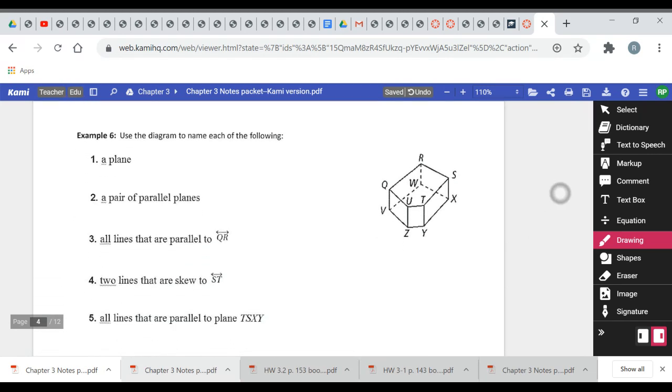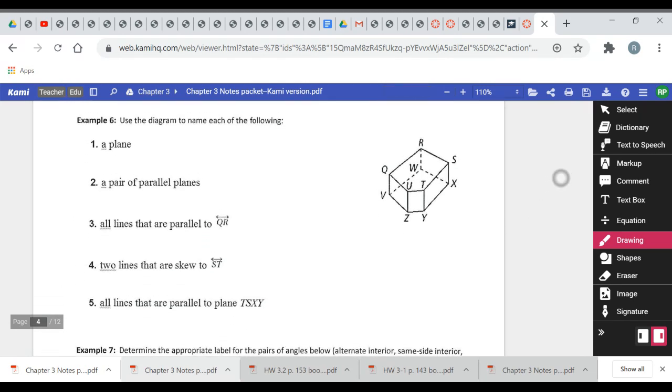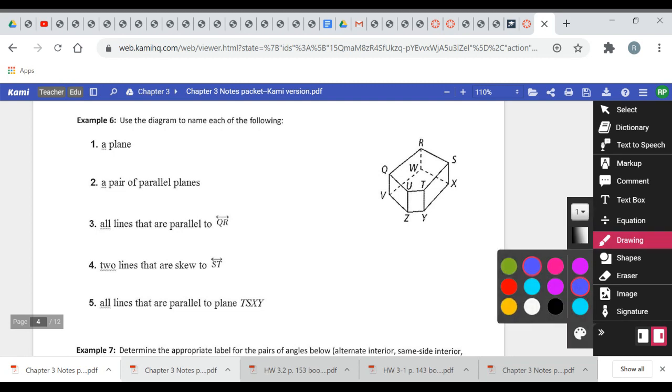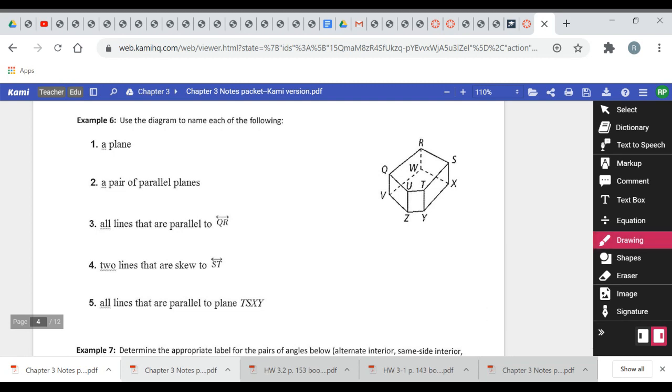Okay, so now on example 6, we're just practicing with some of the words we talked about at the beginning of the first page. First of all, it just wants us to name a plane. And again, there are many planes in this figure. If you actually look at this figure, 1, 2, 3, 4, 5, there's technically 7 planes in that figure, and they're just asking us to name one of them.